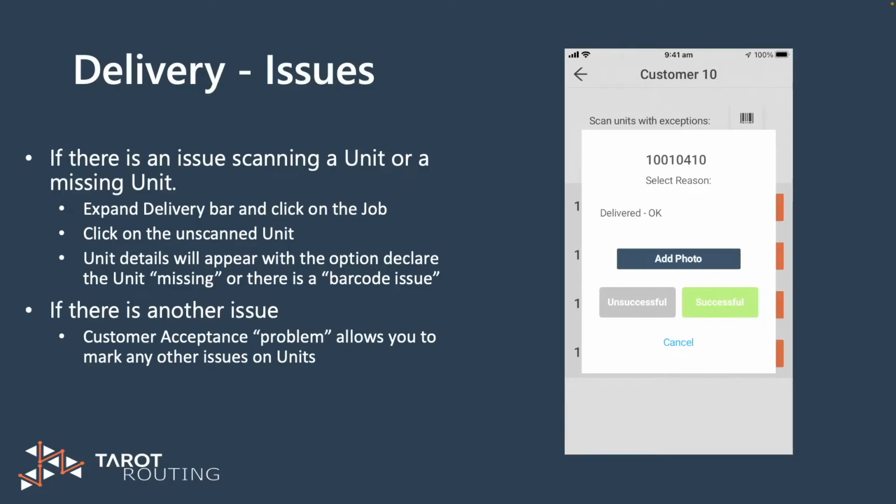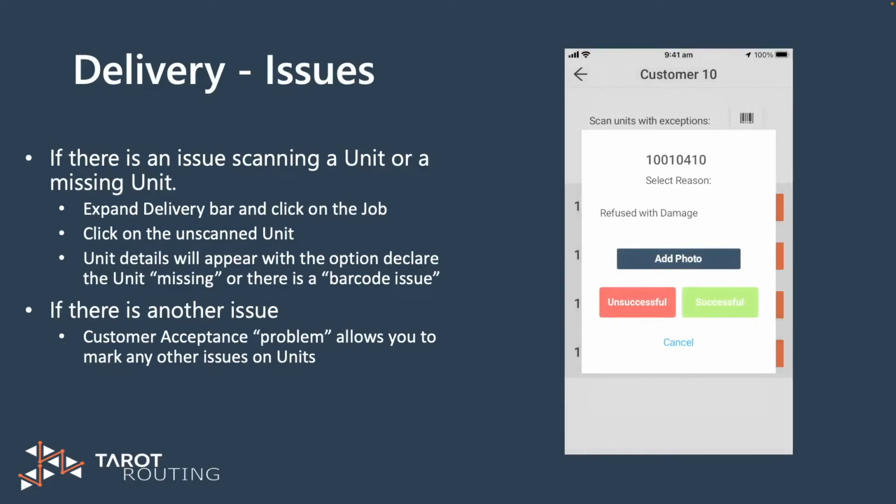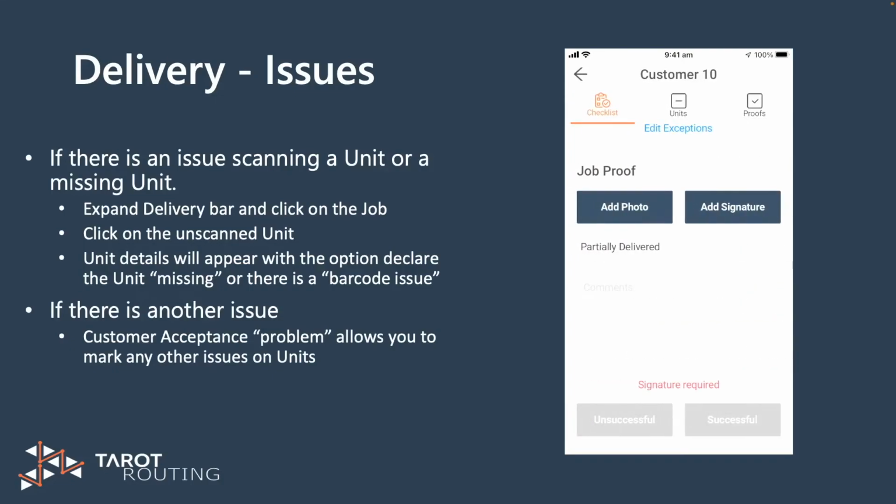Edit the proof and choose the correct proof reason, either delivered with reservations, if the customer wants to accept the unit but may raise a claim later on, or damaged, if the unit is to be returned to the warehouse. The exact actions to take in this case will depend on your organization's policy. When I click Unsuccessful, a new unit proof will be created reflecting the customer's objections. You can now return to the delivery checklist and hit Accept and advance to the job proof.